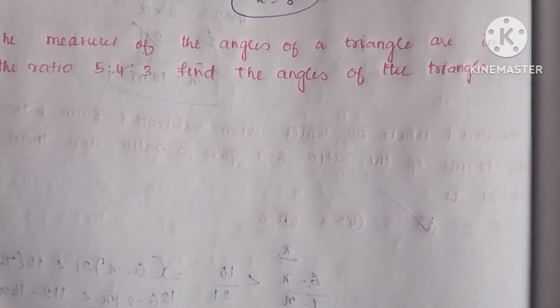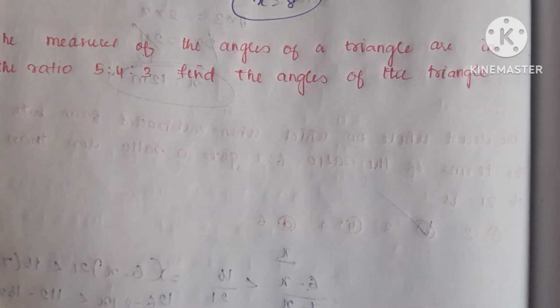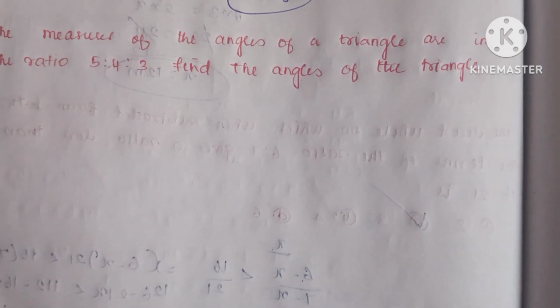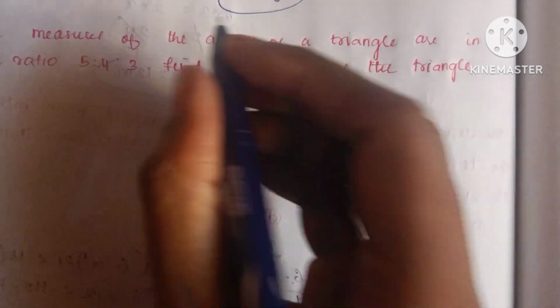இன்னைக்கு ratio and proportion problem பார்த்துட்டு இருக்கோம். Next question. The measures of the angles of a triangle are in the ratio 5:4:3. Find the angles of the triangle அப்படின்னு கேட்டிருக்காங்க.